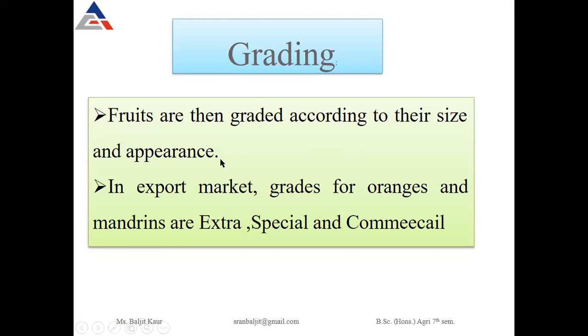Then grading of the fruits should be done according to the size and appearance of the fruits, right? In the market there are many grades of oranges and tangerines. These grades are extra, special, and commercial, right? The fruits that are very big in size and have very good quality are graded as extra. Then there is special, then commercial, right?